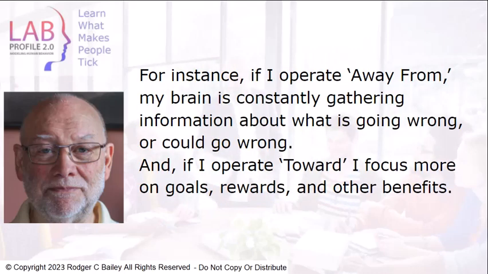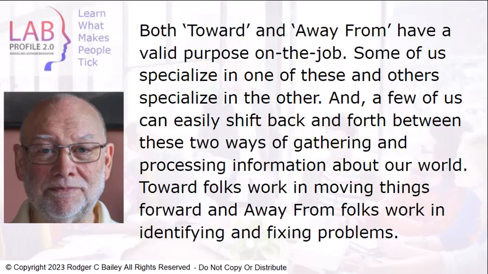For instance, if I operate away from, my brain is constantly gathering information about what is going wrong or could go wrong. If I operate toward, I focus more on goals and rewards and other benefits. Both toward and away from have a valid purpose on the job. Some of us specialize in one of these and others specialize in the other. And a few of us can easily shift back and forth between the two ways of gathering and processing information about our world. Toward folks work in moving things forward, and away from folks work in identifying and fixing problems.